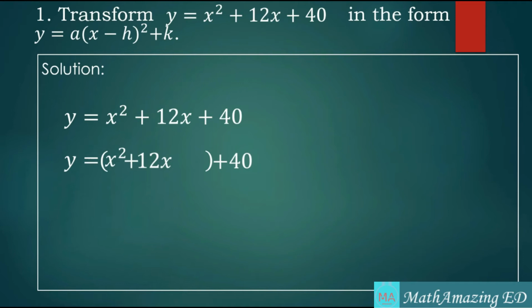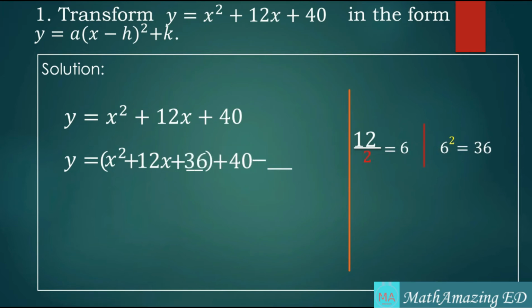Next would be completing the square. We will get the middle term of our variable group first, and that is 12. Then divided by 2, we have 6, and the answer will then be squared. So you have 6² = 36. Now, for that variable group to be a perfect square trinomial, we have to add 36.